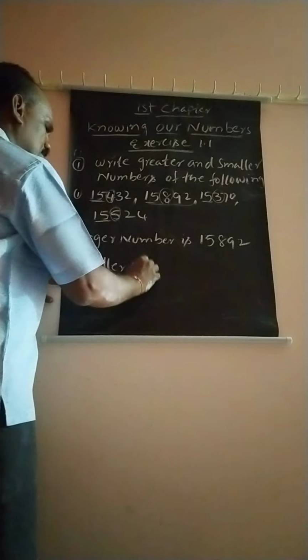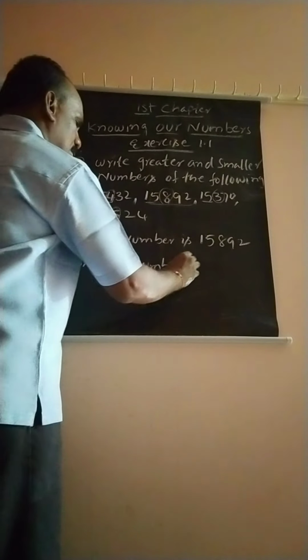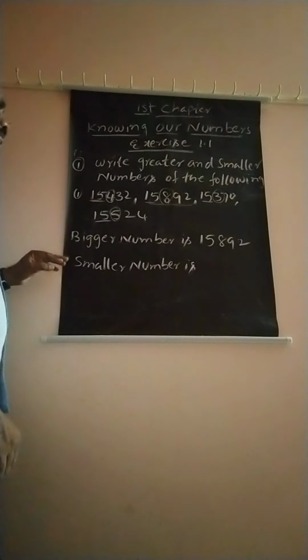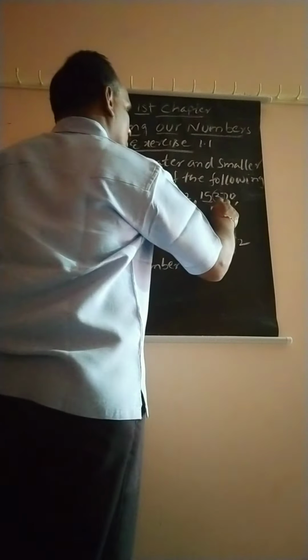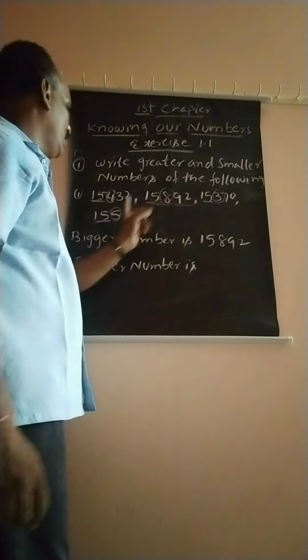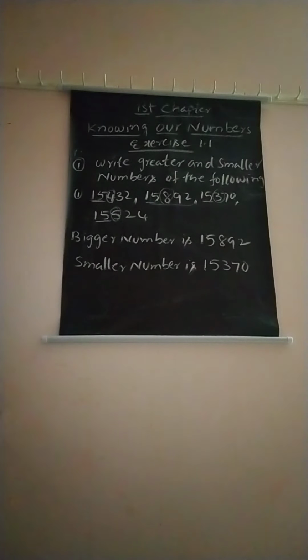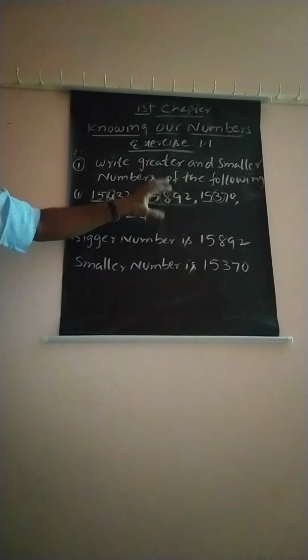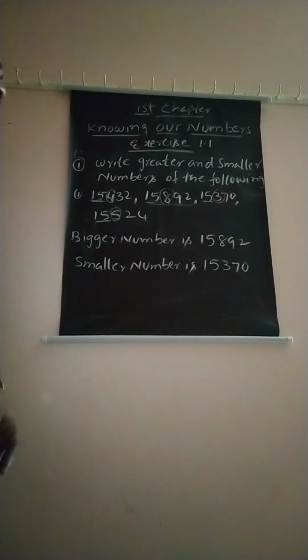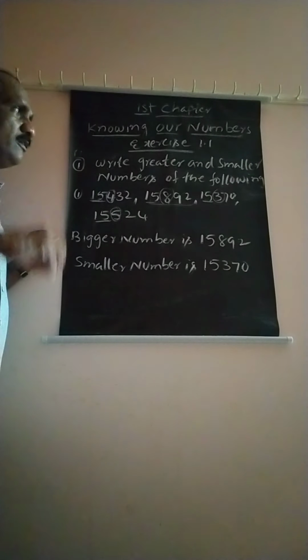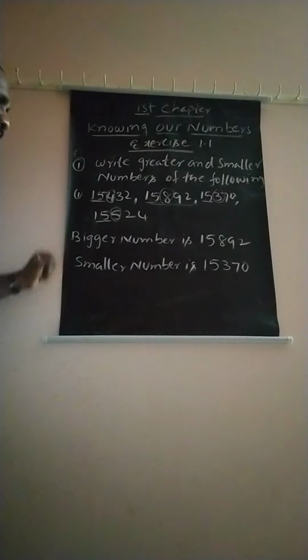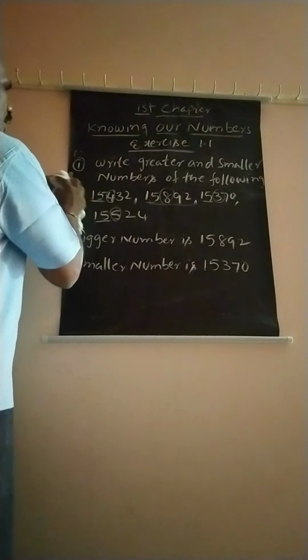Now what is the smaller number? 3 is the smaller one, so it is 15370. Like this we can identify which is the bigger one and which is the smaller one by seeing a small variation. Look here. Like that. Now the second problem.